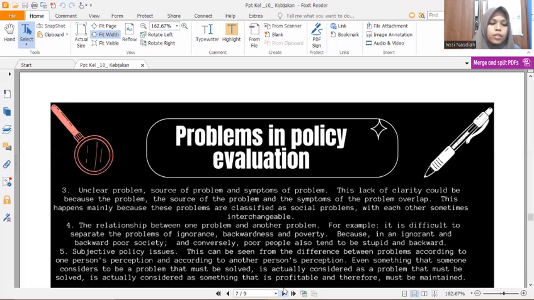The last point, subjective policy issues. This can be seen from the difference between problems according to one person's perception and according to another person's perception. Even something that someone considers a problem that must be solved is actually considered by another as something profitable and therefore must be maintained.